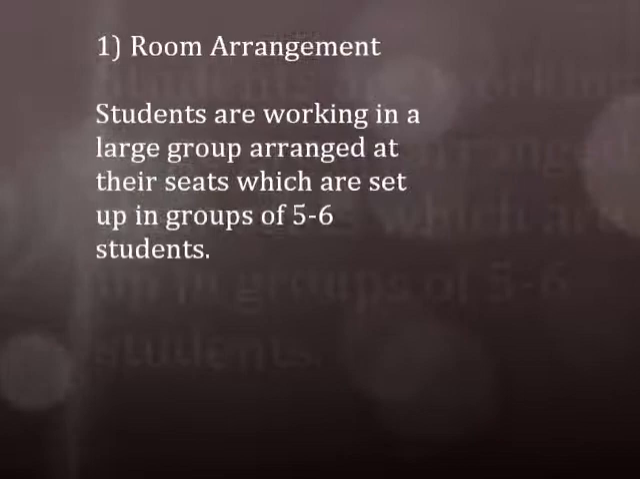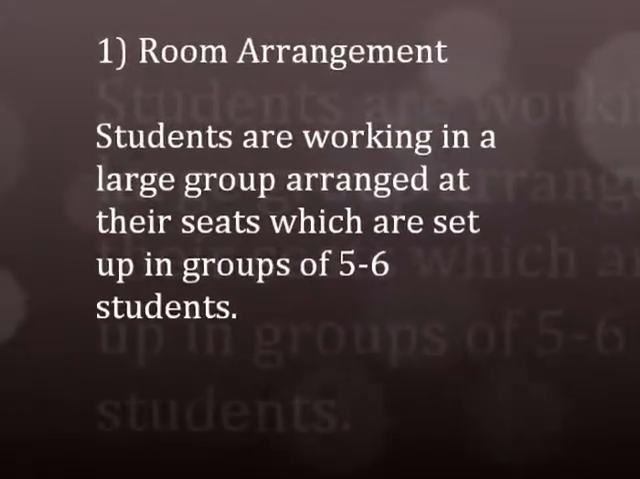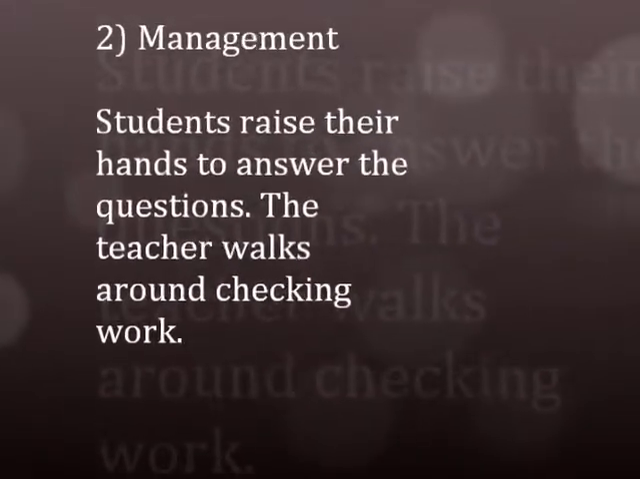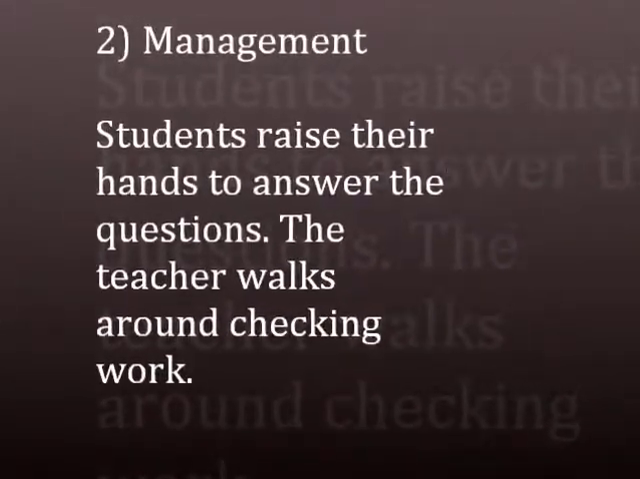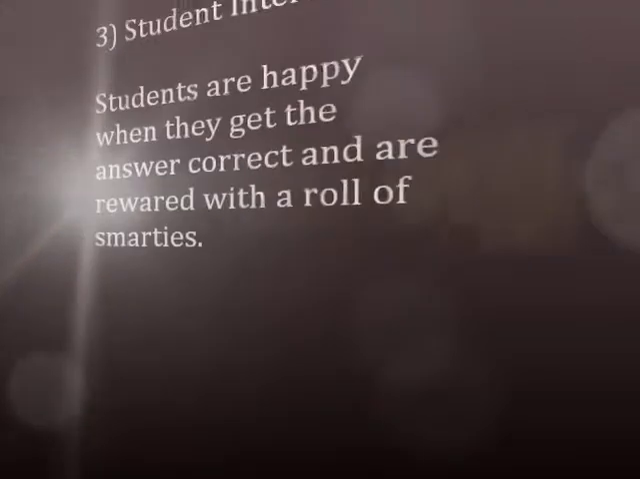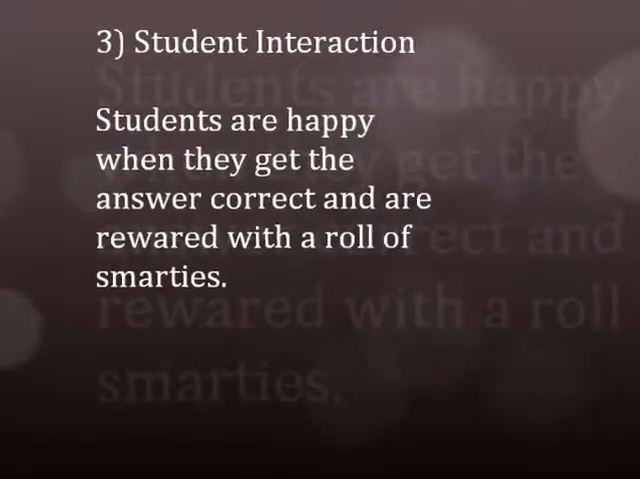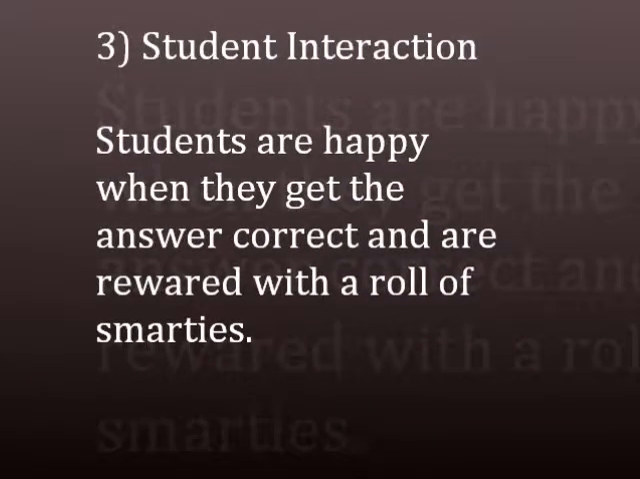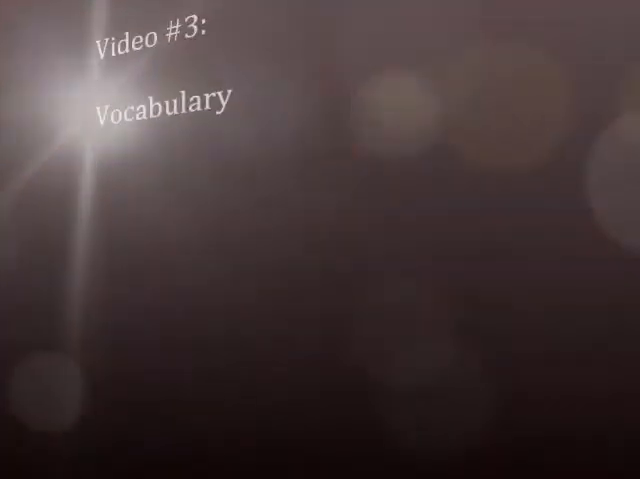Number 1, room arrangement. Students are working in a large group arranged at their seats, which are set up in groups of 5 to 6 students. Number 2, management. Students raise their hands to answer the question. The teacher walks around checking work. Number 3, student interaction. Students are happy when they get the answer correct and are rewarded with the roll of Smarties. Video number 3, a vocabulary lesson.